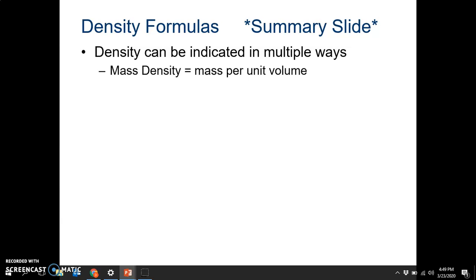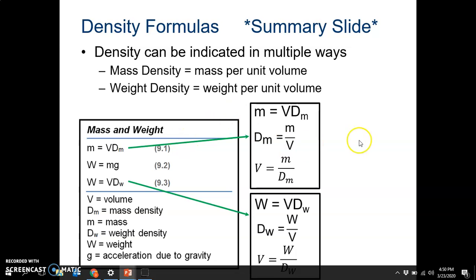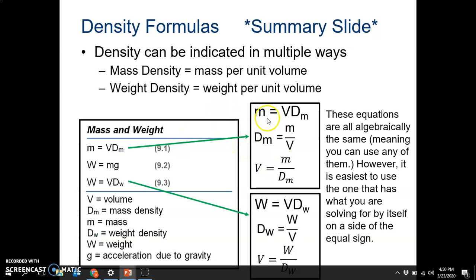So here's your summary slide for all your equations. Here are your 6 formulas. These 3 are all the same, and these 3 are all the same, meaning you can use any one of them in your question. However, it is easiest to use the one that has what you are solving for by itself. For example, if I know the volume and the density and I want mass, I'll use this one. If I know the weight and the volume and I want the density, I'll use this one. If I know the weight and the density and I want volume, I'll use this one. Whichever one you're looking for, use the one where that variable is by itself.